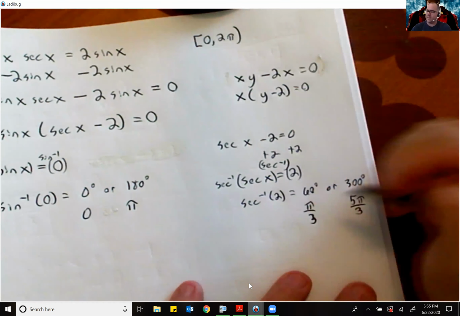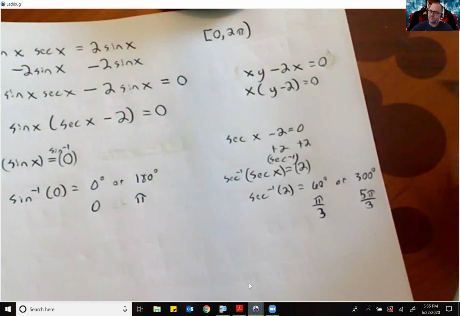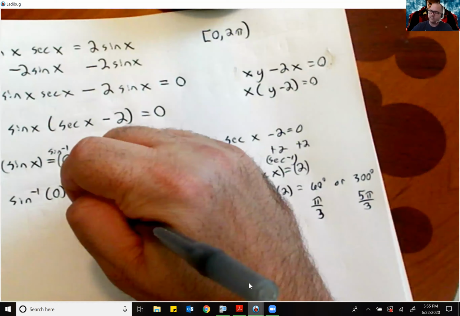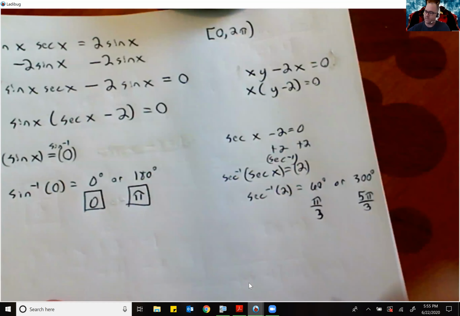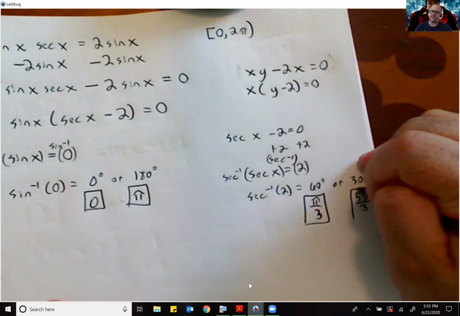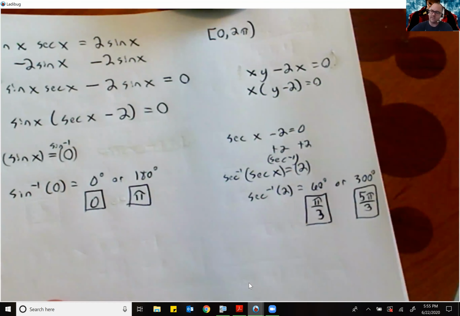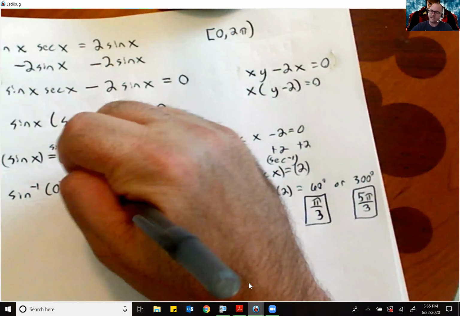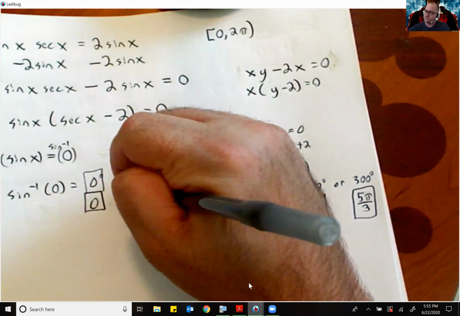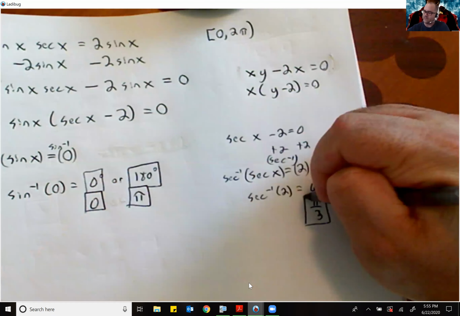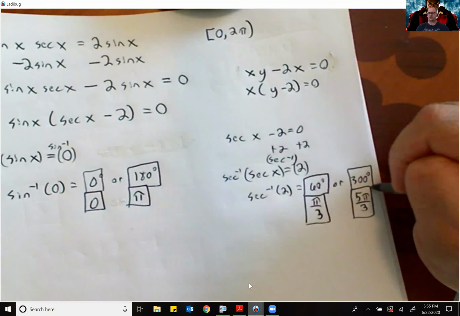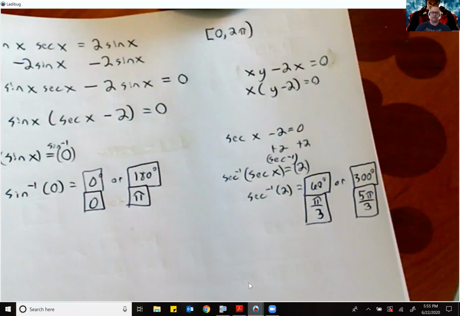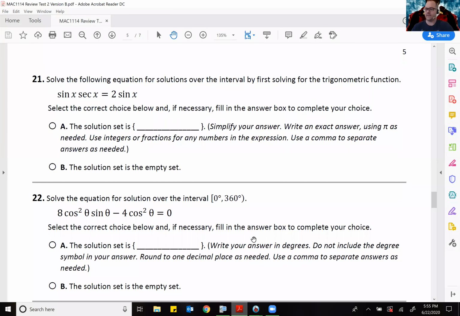So in the end, our final answers are the 0, the pi over 3, and the 5 pi over 3. But again, there's nothing wrong with knowing the degrees as well, because sometimes we ask for the degrees. Okay, so that's why I like to provide both. And there's number 21. You had 4 answers. Nothing wrong with that. All right, number 22.